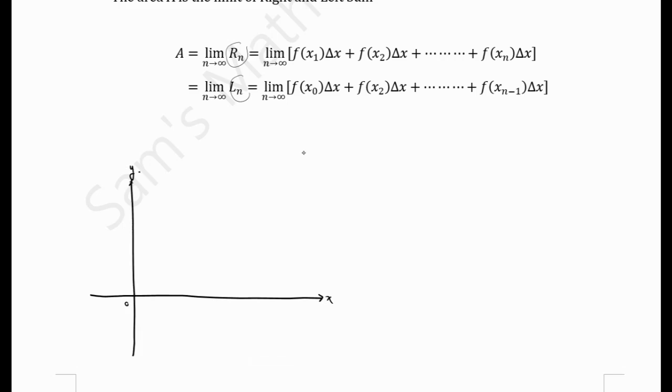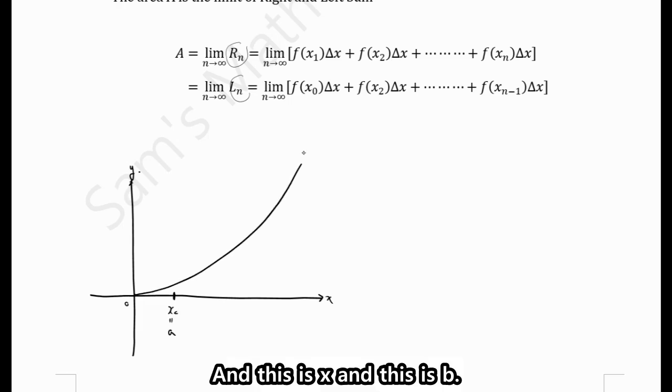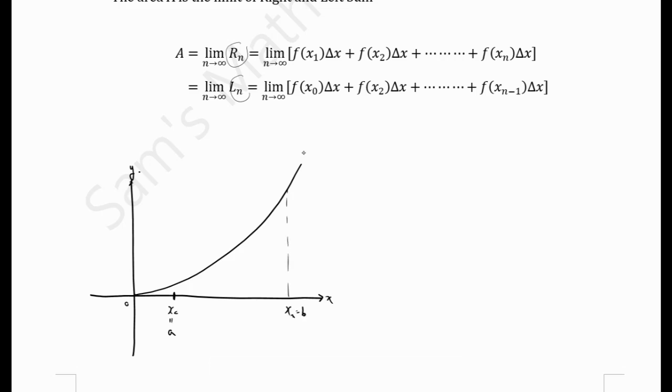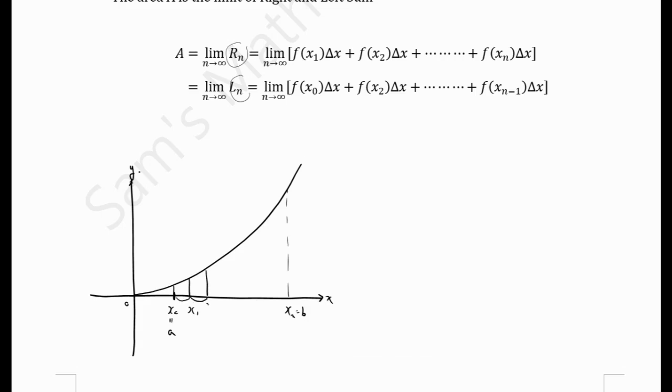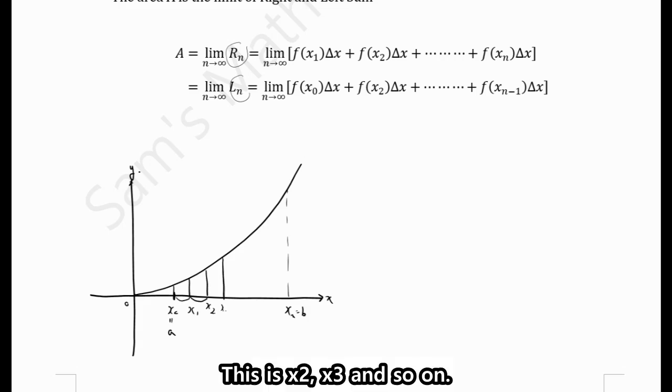This is y and this is 0. This is x0, this is a, and this is xn. This is b. And this is x1 and this is delta x. Delta x is the same. This is x2, x3, and so on.